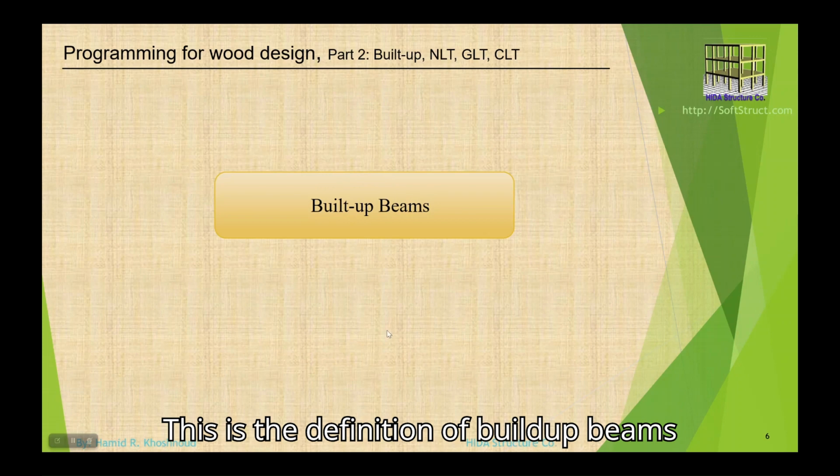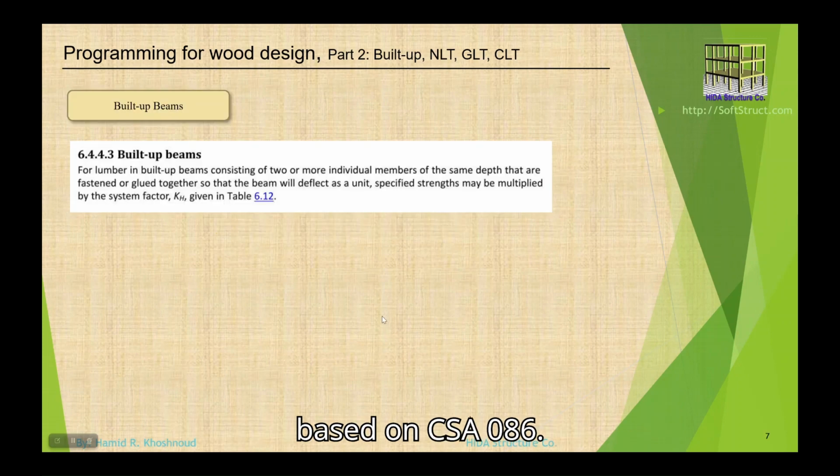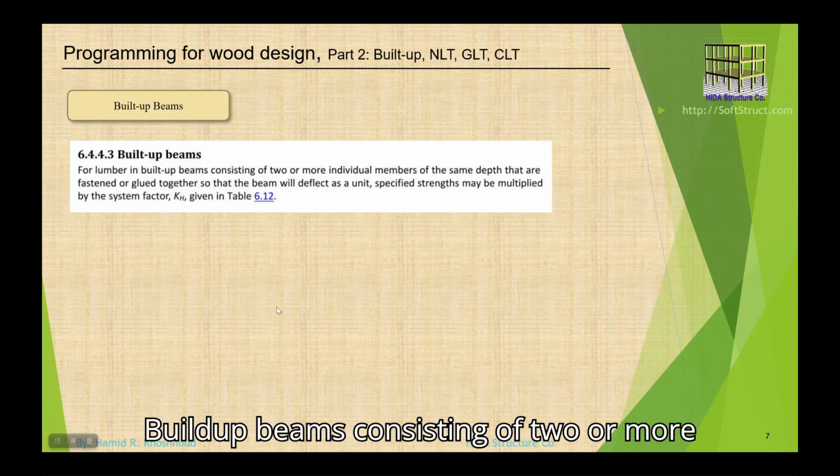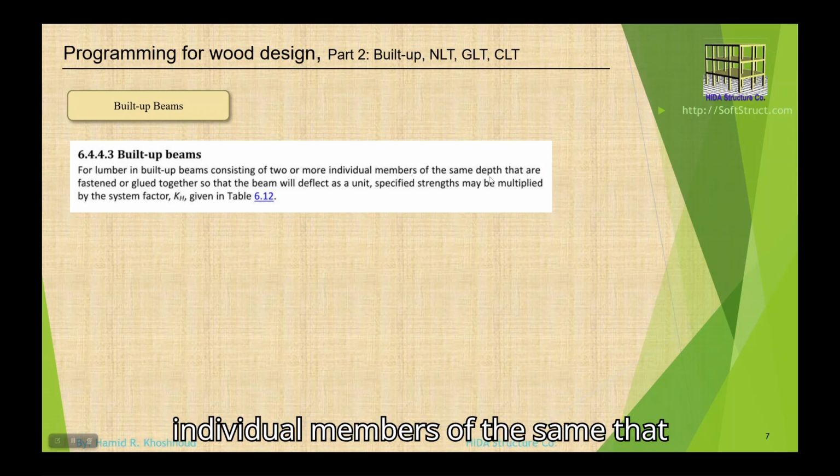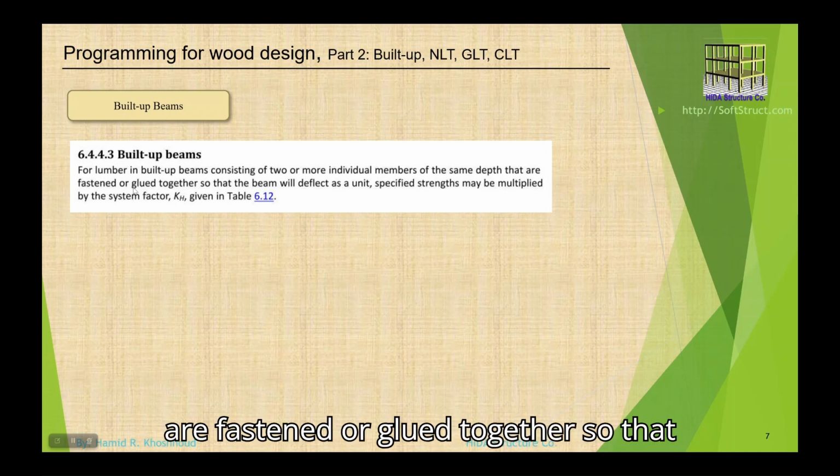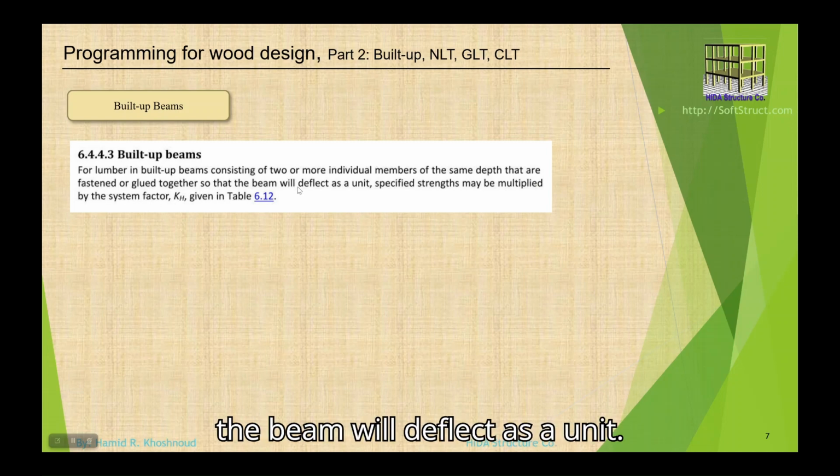This is the definition of built-up beams based on CSA O86. Built-up beams consist of 2 or more individual members of the same size that are fastened or glued together so that the beam will deflect as a unit.